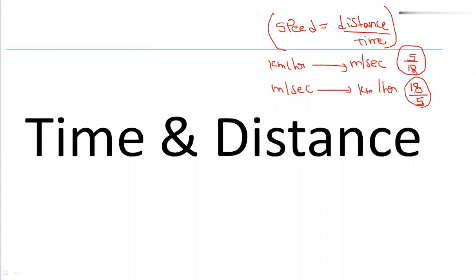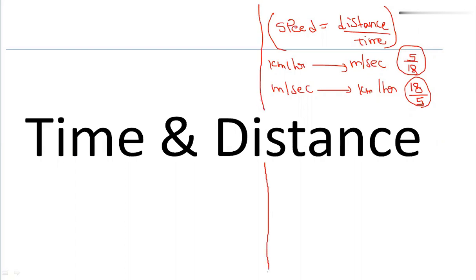So how to remember this? We know 5 by 18, 18 by 5. With respect to conversion of kilometer per hour to meter per second and meter per second to kilometer per hour, how to remember that? A small logic, guys. Kilometer per hour is a large unit. It's being converted into a small unit of meter per second. So 5 by 18. Meter per second is a small unit. It's being converted into kilometer per hour. So for the large unit, the numerator is large and the denominator is small. And here the numerator is small and the denominator is large. That's one of the tricks you can use to remember. So this is the first basic question.